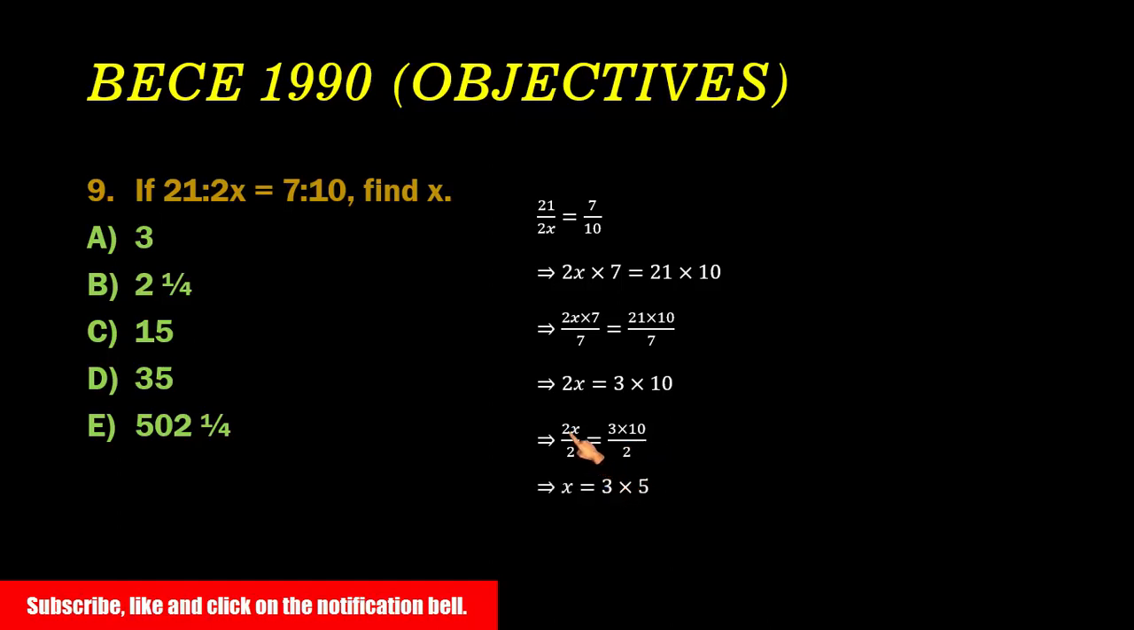And now when you divide 2x by 2, you simply get x, and that will be equal to 3 times 5. And how did we get a 5 here? Because 10 divided by 2 simply gives us 5. And that simplifies to the answer x is equal to 15. And which option is that? The answer is obvious, and that is option C.